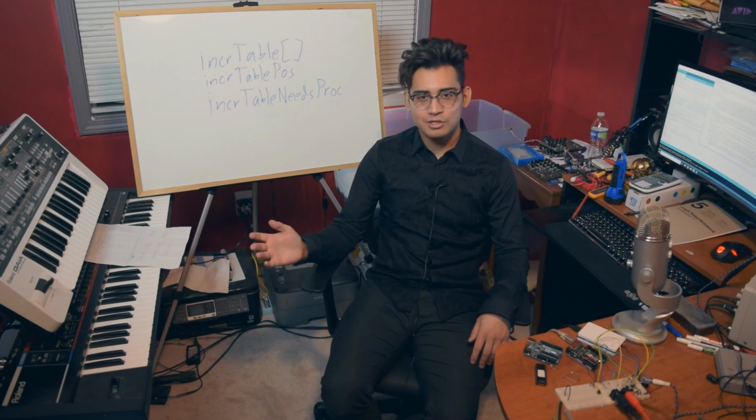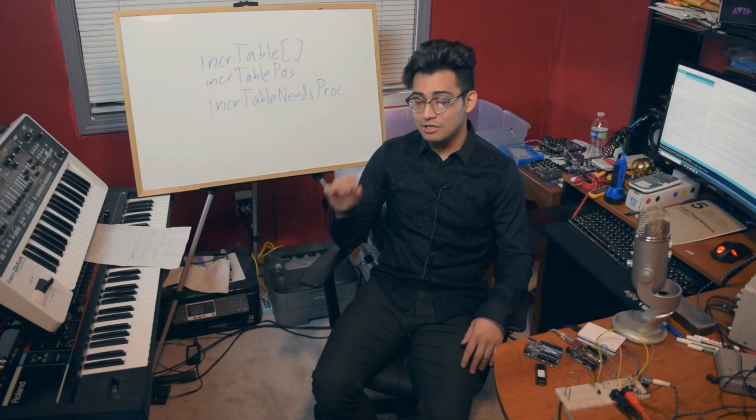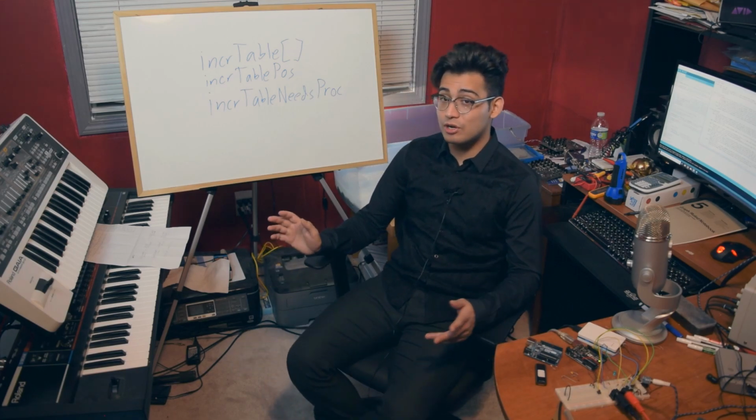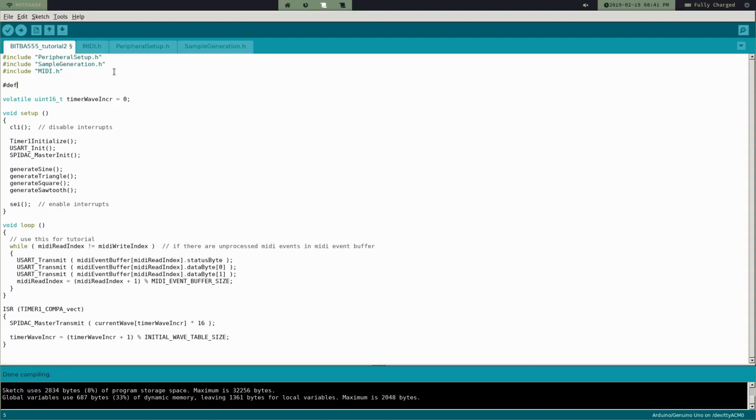So I know I just dropped a bunch of kind of heady concepts on you all at once there, but like I said, hopefully these things are gonna make more sense when we're coding, which we're gonna get to right now. Let's start by defining our increment table size. We'll set it to 50 for now.